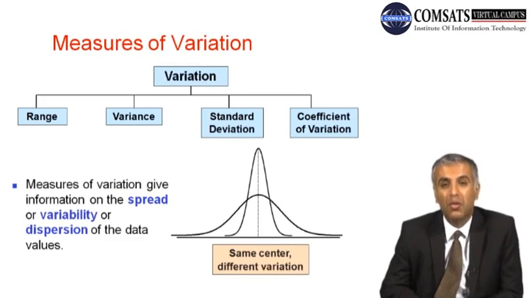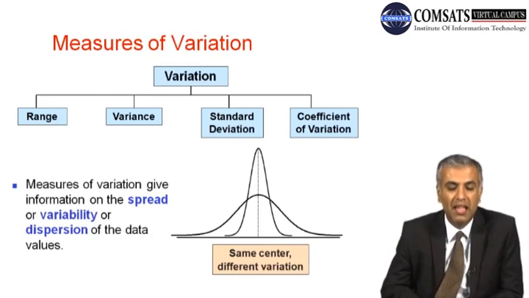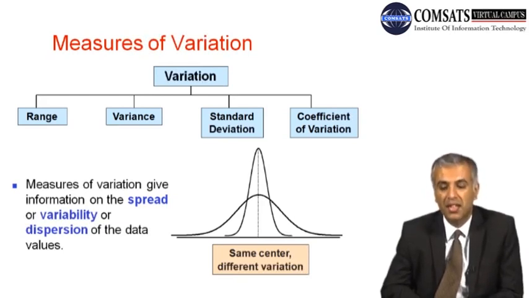First, when we have gone through the initial screening through central tendency measures, then these measures of variation, as they are called, are the most important ones. So there are four important measures in this case. One is the range, the second is the variance, the third is the standard deviation, and the fourth is the coefficient of variation.